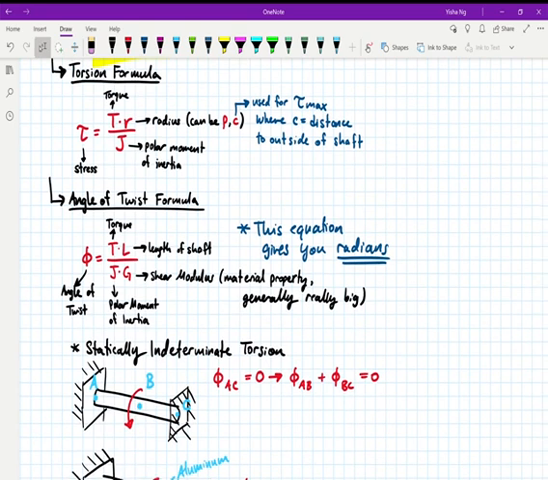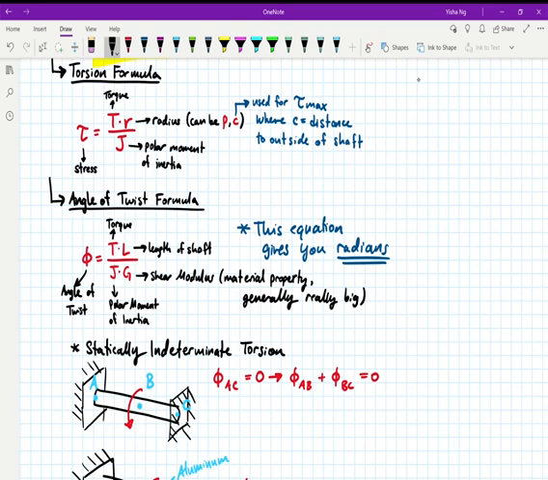Alright, our next formula is the angle of twist formula, and that is phi, the angle of twist, is equal to TL over JG. T is torque, L is the length of the shaft that is being twisted, J is your polar moment of inertia again, and G is your shear modulus. This is a material property. It's usually pretty big, like in the scale of gigapascals.